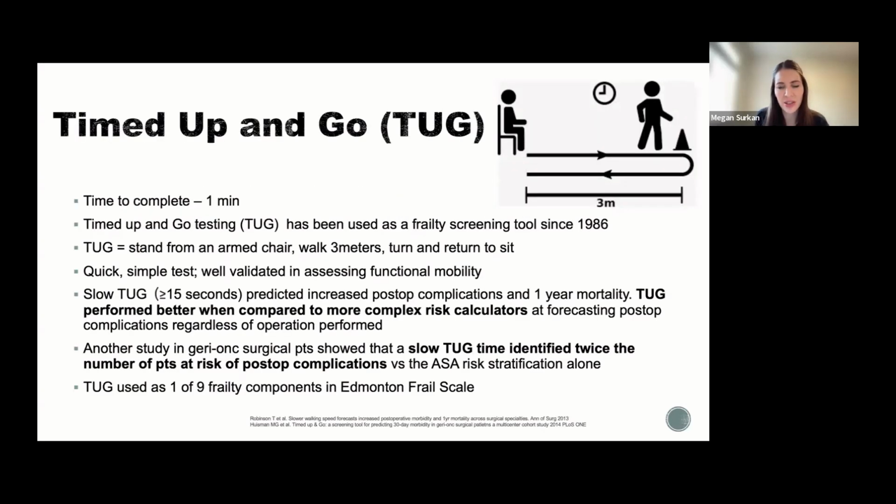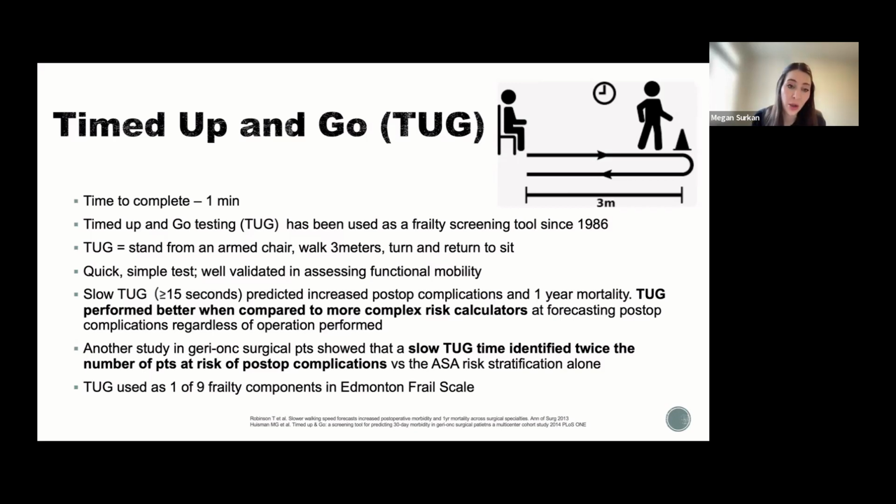The first one I wanted to look at as a frailty measurement tool is very simply the timed up and go. Of those 4 frailty components, it's just looking at a measure of exercise capacity. It's very quick to do. It takes about a minute or two, and all you need is a chair, some masking tape, and a stopwatch. Someone sits in a chair, stands up, walks 3 meters, turns around, and returns to sit down. This has been used as a frailty screening tool since 1986. It's quick, simple, and well validated in assessing functional mobility.